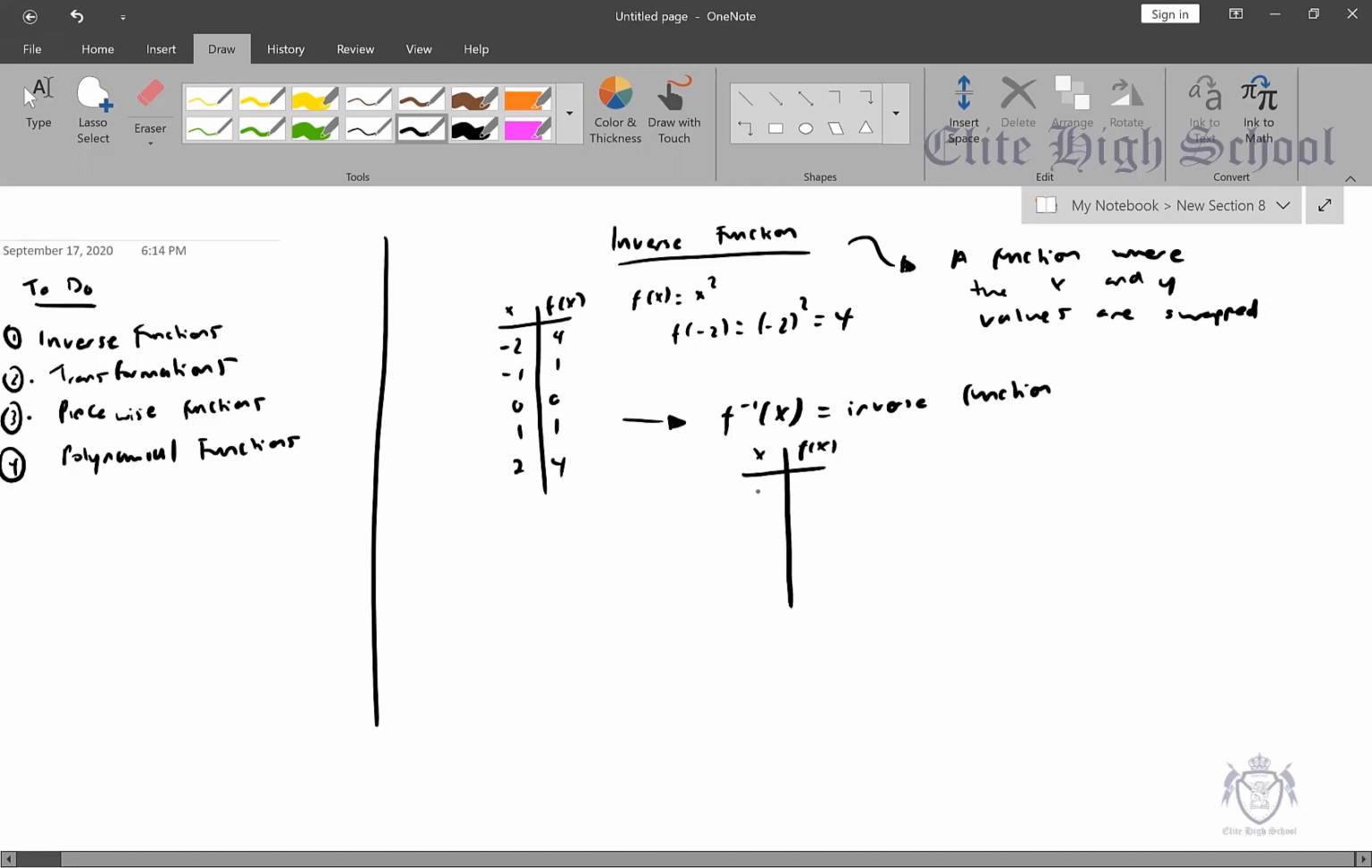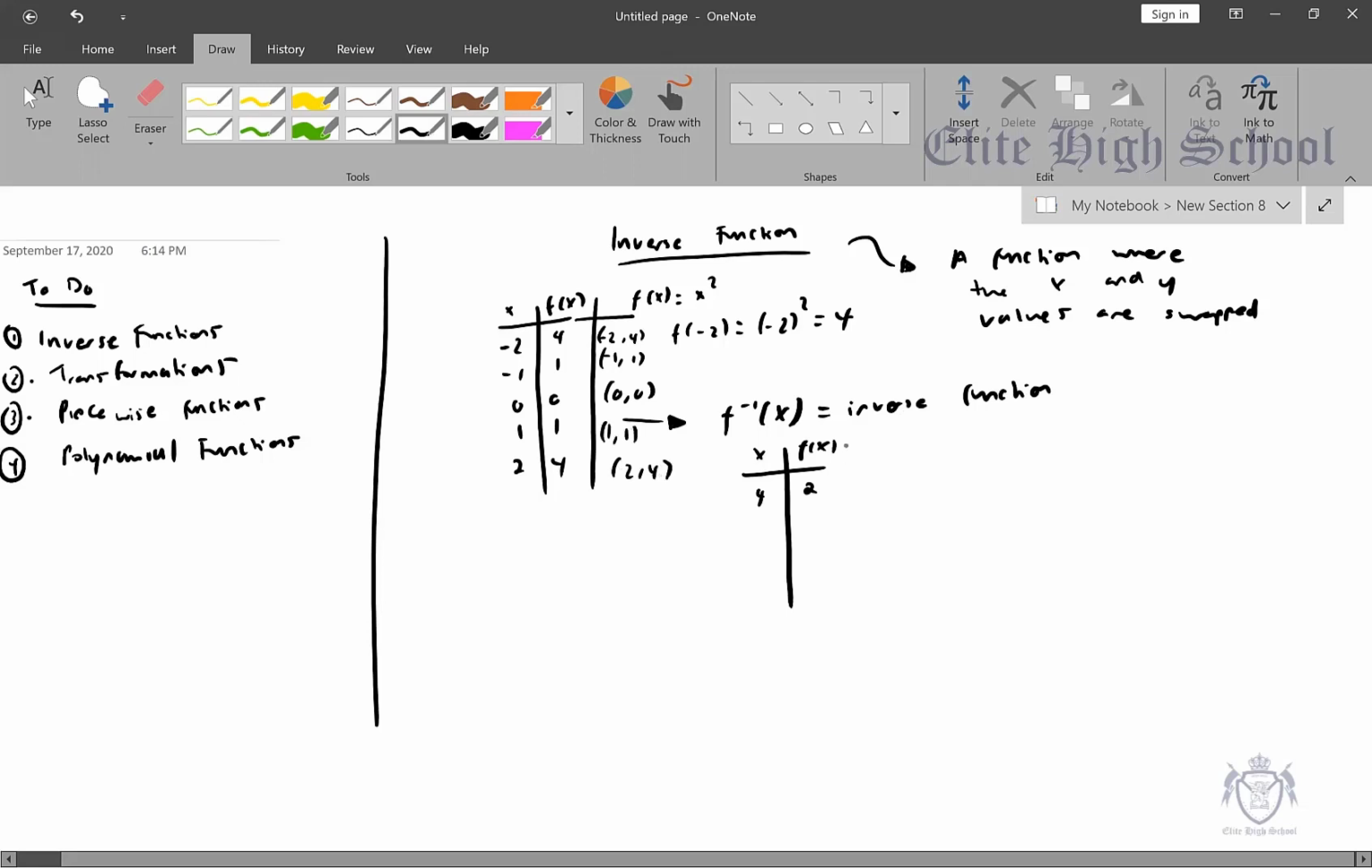Now x becomes y, so you have 4, and y becomes x, so you have 2. So it's almost the opposite, right? In this case, the point here would be -1 and 1. This point here would be -2 and 4. This point here would be 0 and 0. This point here would be 1 and 1, and this point here would be 2 and 4.